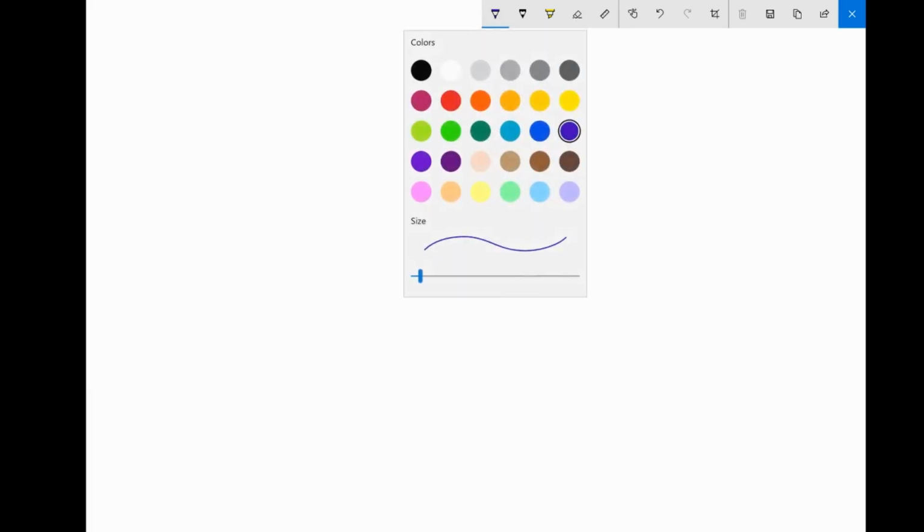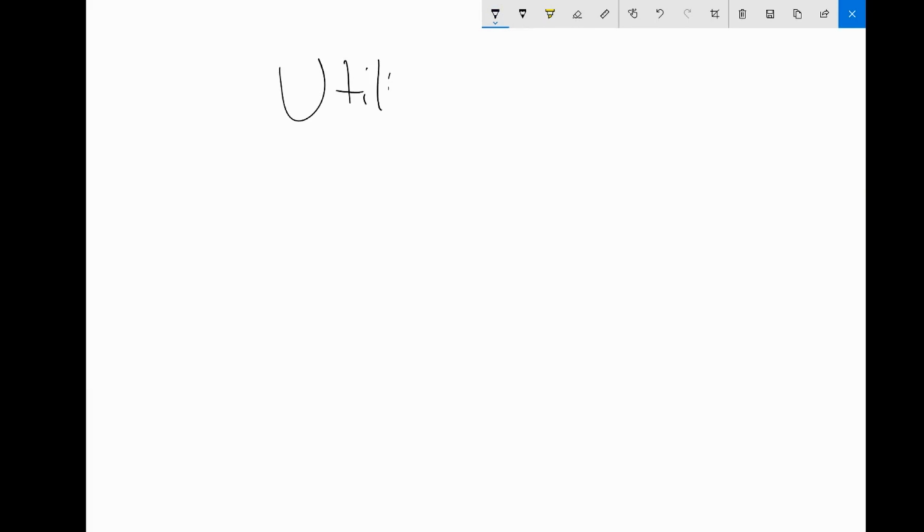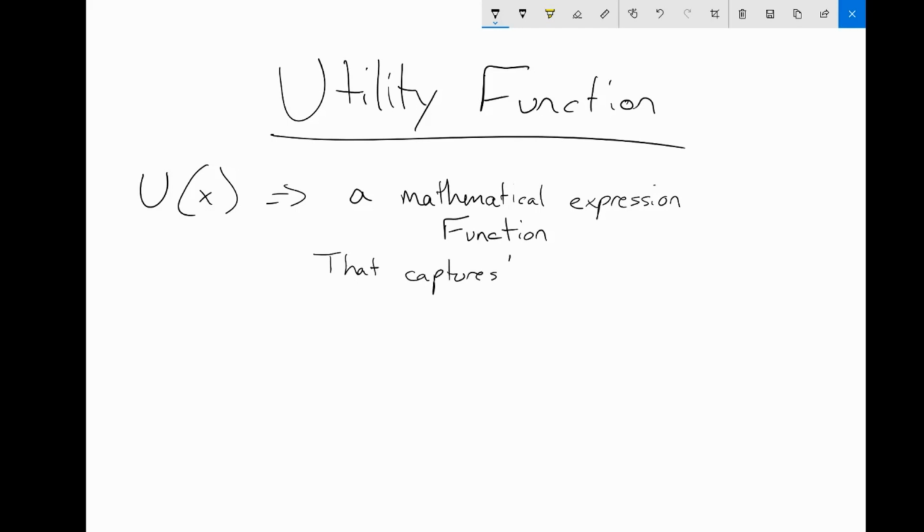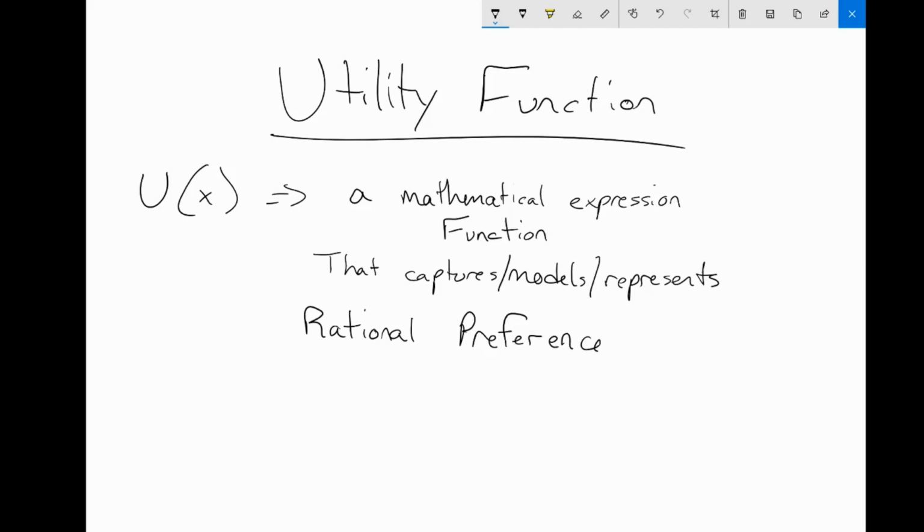Let me summarize all of this. Utility function. We want a mathematical function that captures, models, or represents rational preferences.